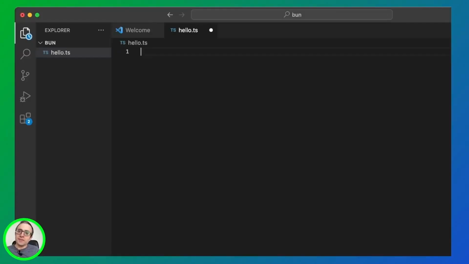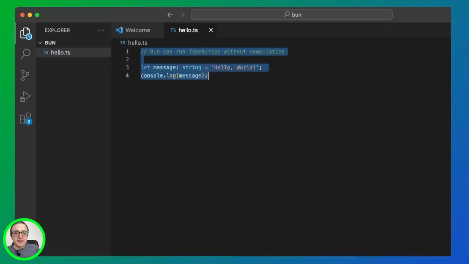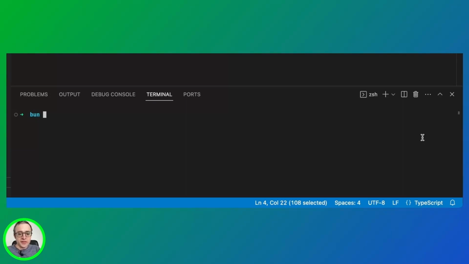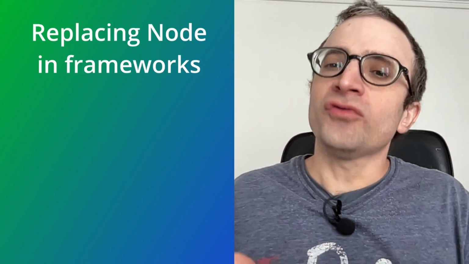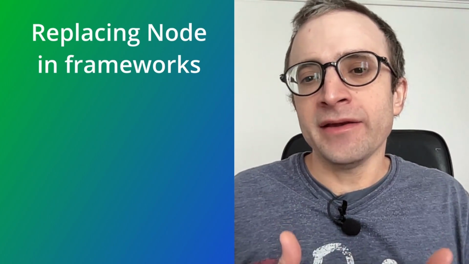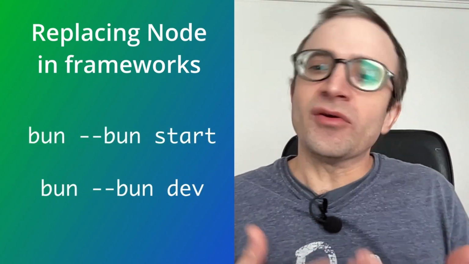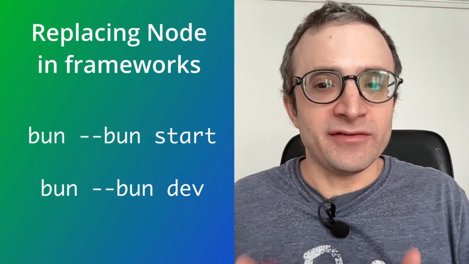So to get started with Bun as a runtime, we create a JavaScript or TypeScript file and simply run it on our machine without a compilation step. And we execute the file with bun run. We can run Bun with most frameworks by using bun --bun. This replaces Node with Bun as a runtime.